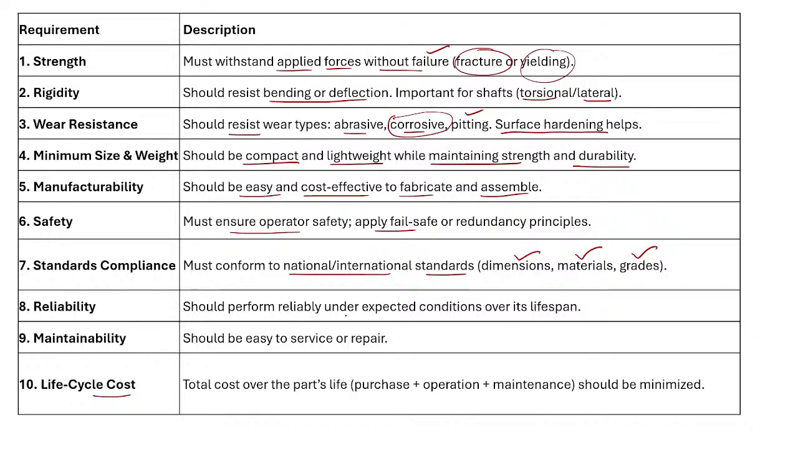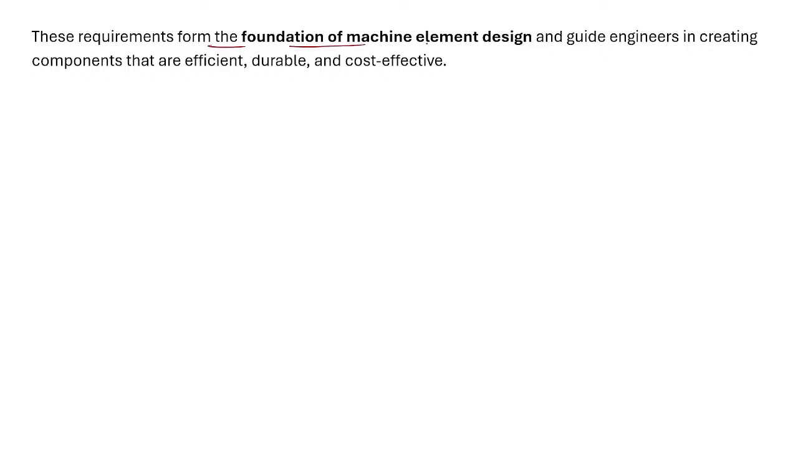Reliability: it should perform under expected conditions over its lifespan. And it should be easy to maintain, that is, to perform service or repair. And the total cost over the part's life, that is purchase, operation, maintenance, should be kept at the minimum level. These requirements form the foundation for machine design elements and guide engineers in creating components that are efficient, durable and cost effective. Describe the phases of the design process.